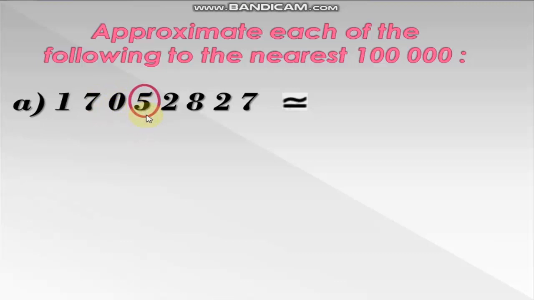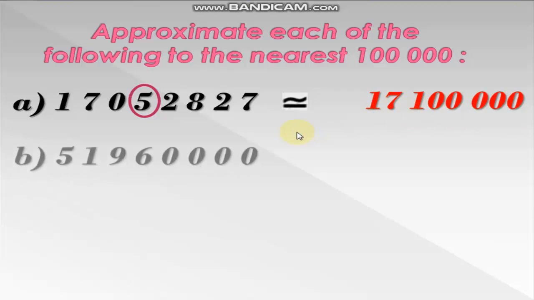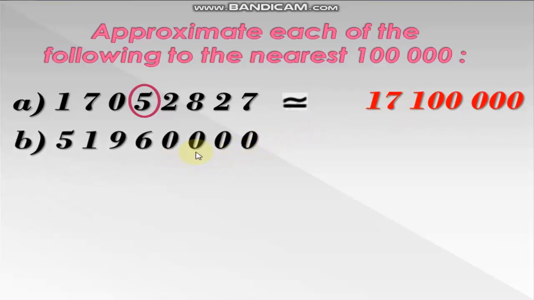The 10,000 here is number 5. If it's 5 or more than 5, we replace all the digits by 0 and add 1 to the 100,000. So we'll add 1 to the 100,000. It became 17,100,000.